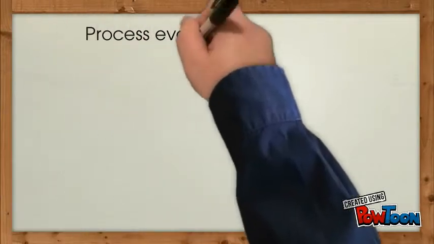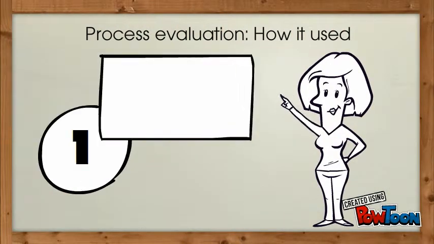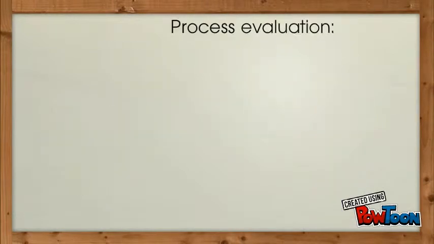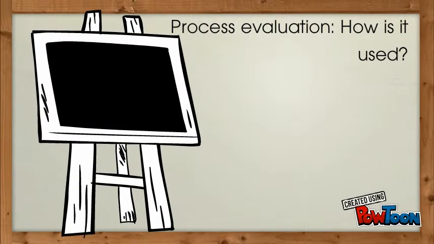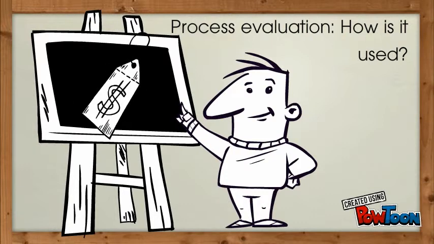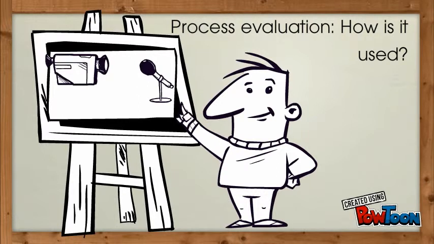Now we'll look at 4 different ways we can use the information from our process evaluation. The first one is to make decisions about refining the initiative. The process evaluation can help us make decisions about refining our initiative, whether this is a product, tangible good or service, our pricing strategies, the promotions we use to promote our product, or our channels of distribution.